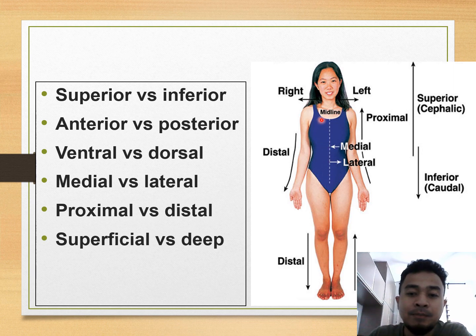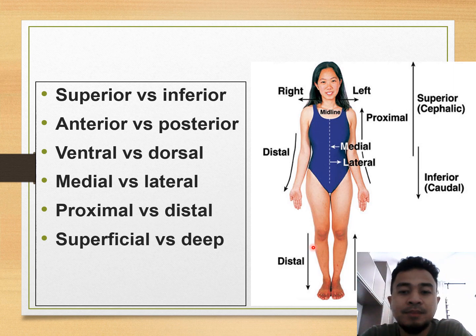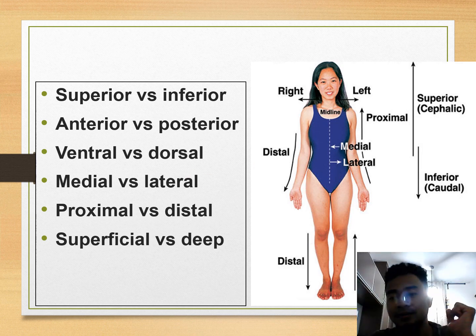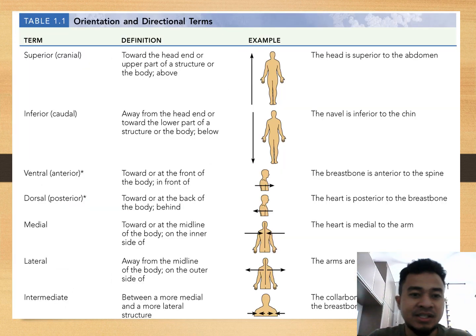We have the midline. The midline is the point that gives the direction for medial and lateral on our body part. It is the same thing for cranial. What does it mean? It means toward the head end or upper part of a structure or the body, above. It goes upward. And then this is for the inferior.